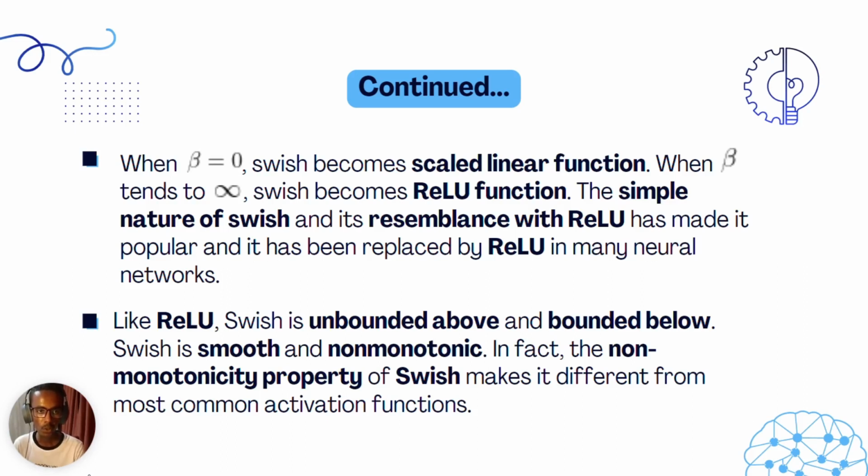And when beta tends to infinity, Swish behaves more like a ReLU function. And so the simple nature of Swish and its resemblance with ReLU has made it popular, and it has been replaced by ReLU in many neural networks. And like ReLU, Swish is unbounded above and bounded below, as I have mentioned before. And Swish is smooth and non-monotonic. In fact, the non-monotonicity property of Swish makes it different from most common activation functions.